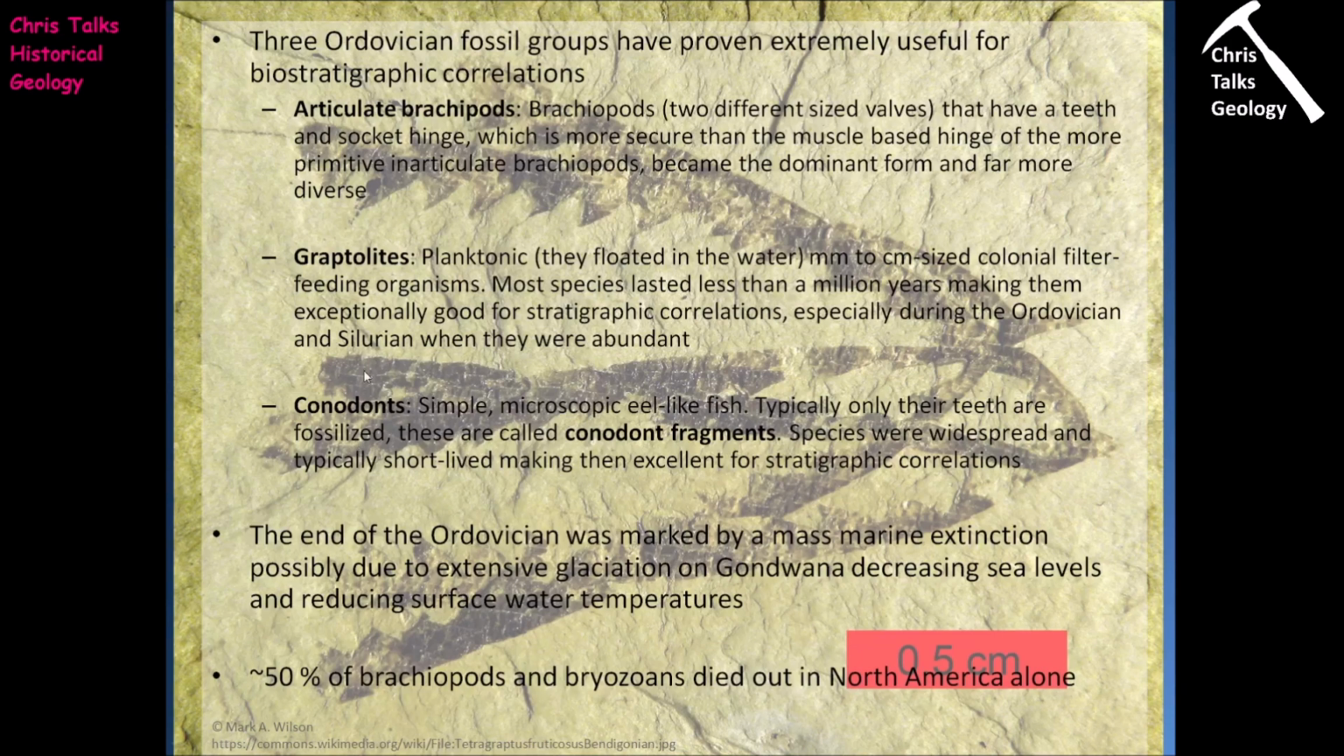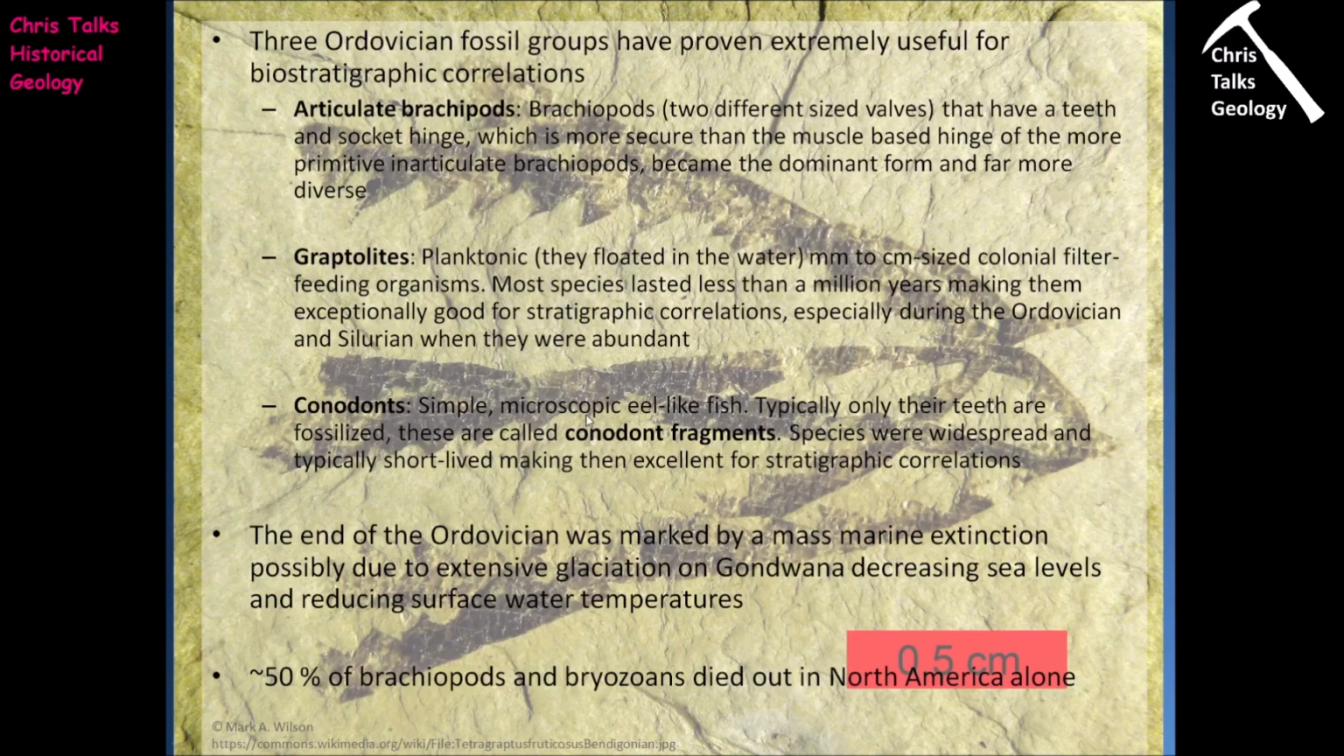We also have another group of organisms that are very important. These are conodonts, and these are simple microscopic eel-like fish. So these are actually vertebrates, but I'm just throwing them in now because we use them very commonly for biostratigraphic correlation, especially in the Ordovician and the Silurian. And these conodonts essentially have skeletons made of cartilage, so they don't fossilize. The only part of them that does fossilize is the teeth.